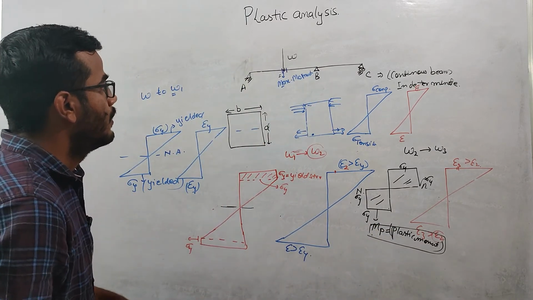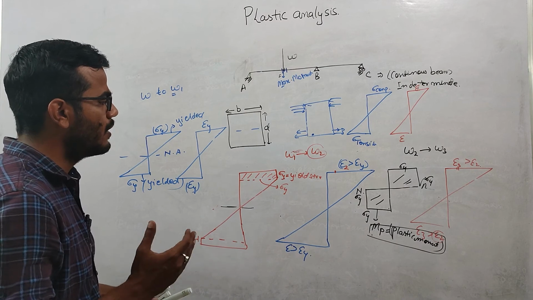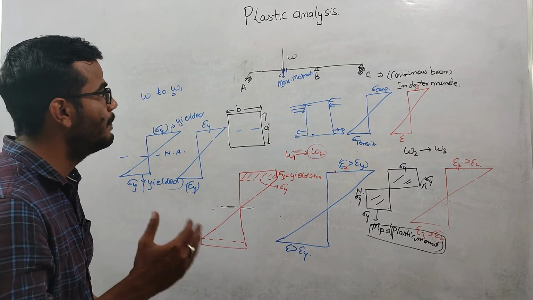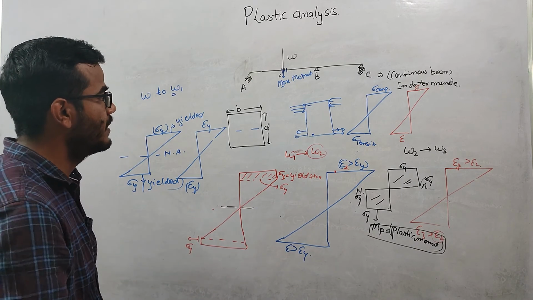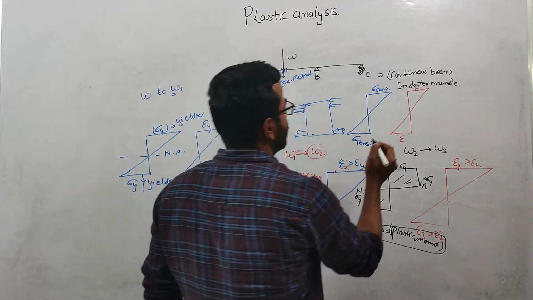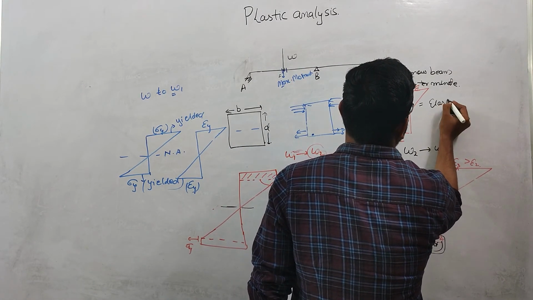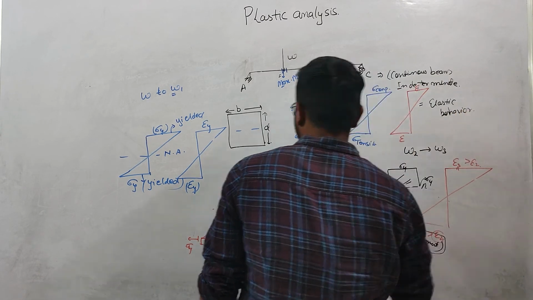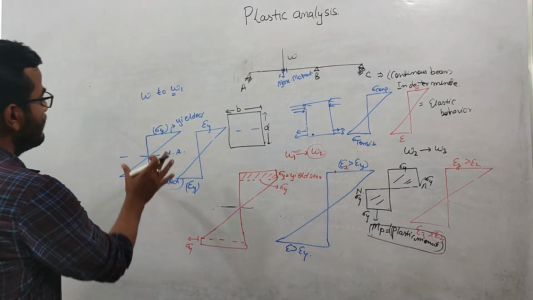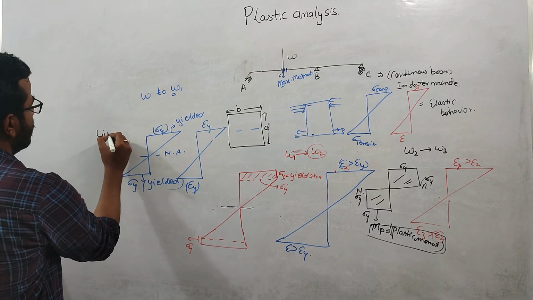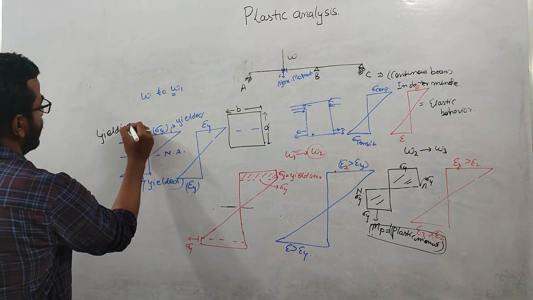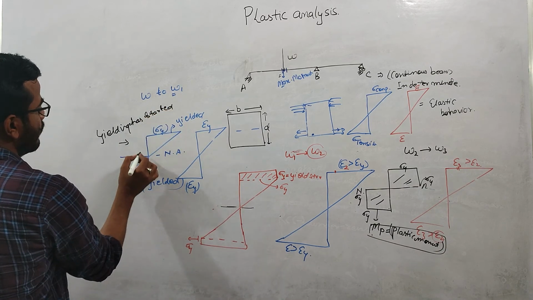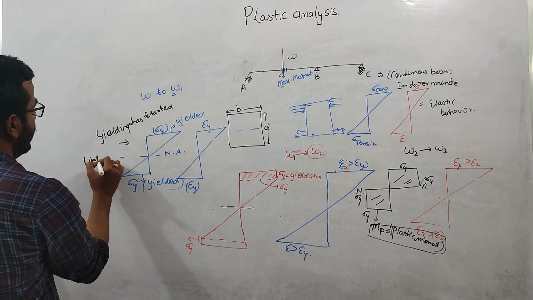Now from this discussion we learned how the material behaves from the elastic range to the plastic range. This behavior we have studied. This is nothing but elastic behavior. When it yields, this is basically where yielding has started, and the moment which we got from this curve is nothing but the yield moment.